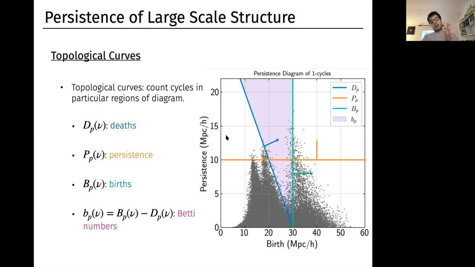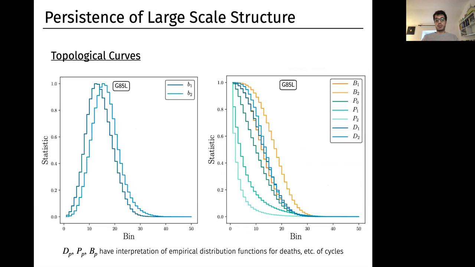And then we divide this into bins, and we move this curve to the right. So we count fewer and fewer objects until we count none. If we normalize by the total number of features, this gives us an empirical distribution function, like the one that we are showing, this B1 and B2, and similar for the other curves.